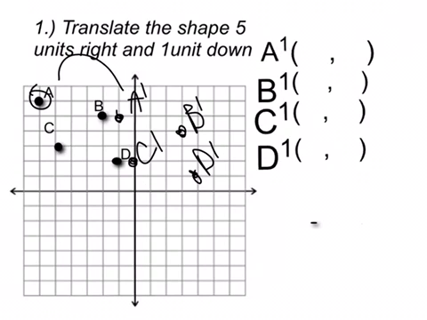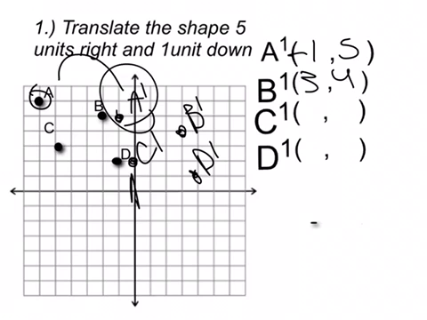After you record all of your points on your graph, you're going to record them onto A prime, B prime, C prime, and D prime with the coordinates that they correspond to. So, for instance, A prime is going to be -1, 5. For B, it would be +3, 4. C, it's going to be 0 because it's on the axis right here, so 0, 2. And for D, it's 4 and up 1.